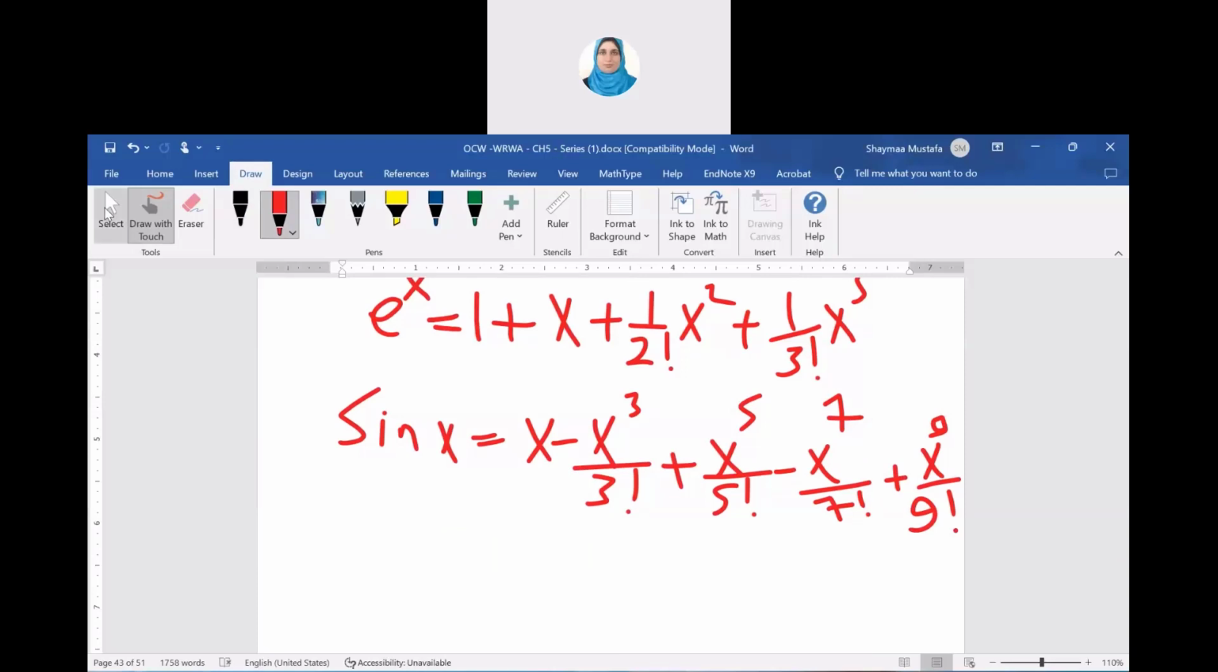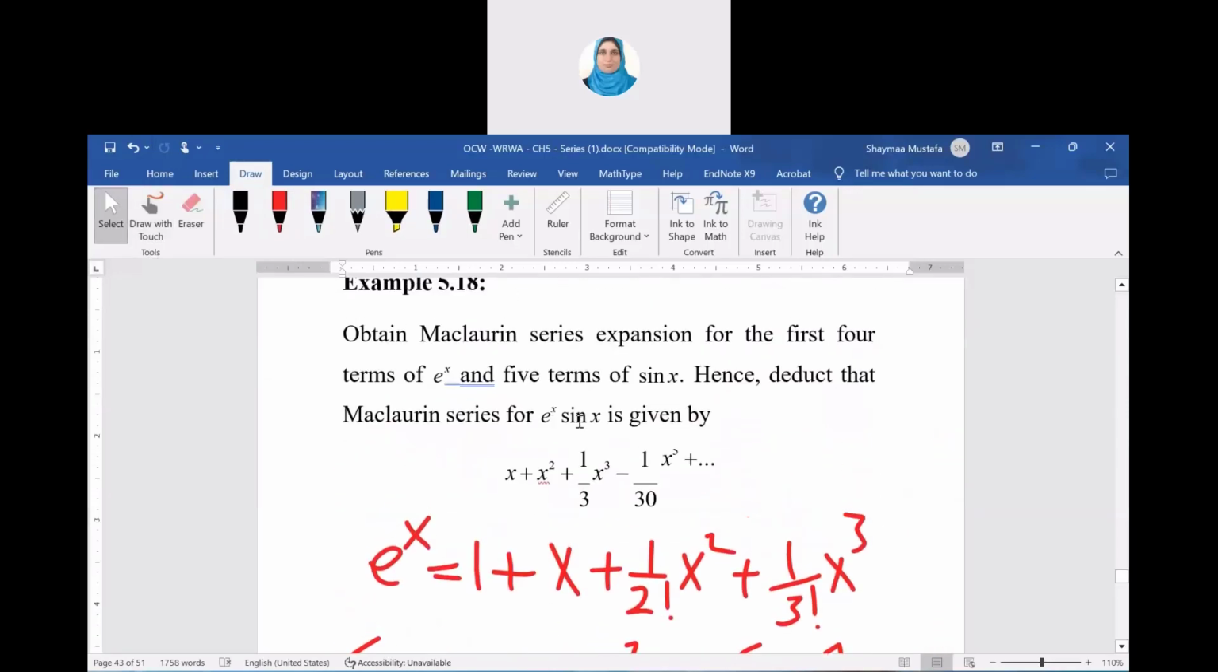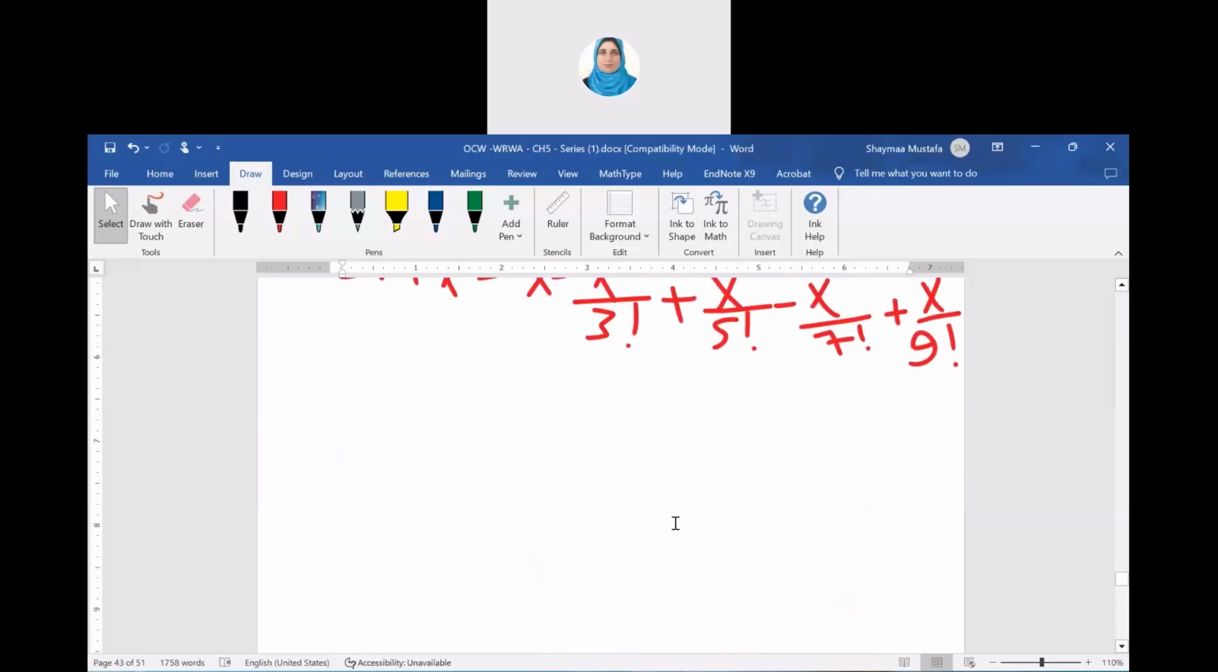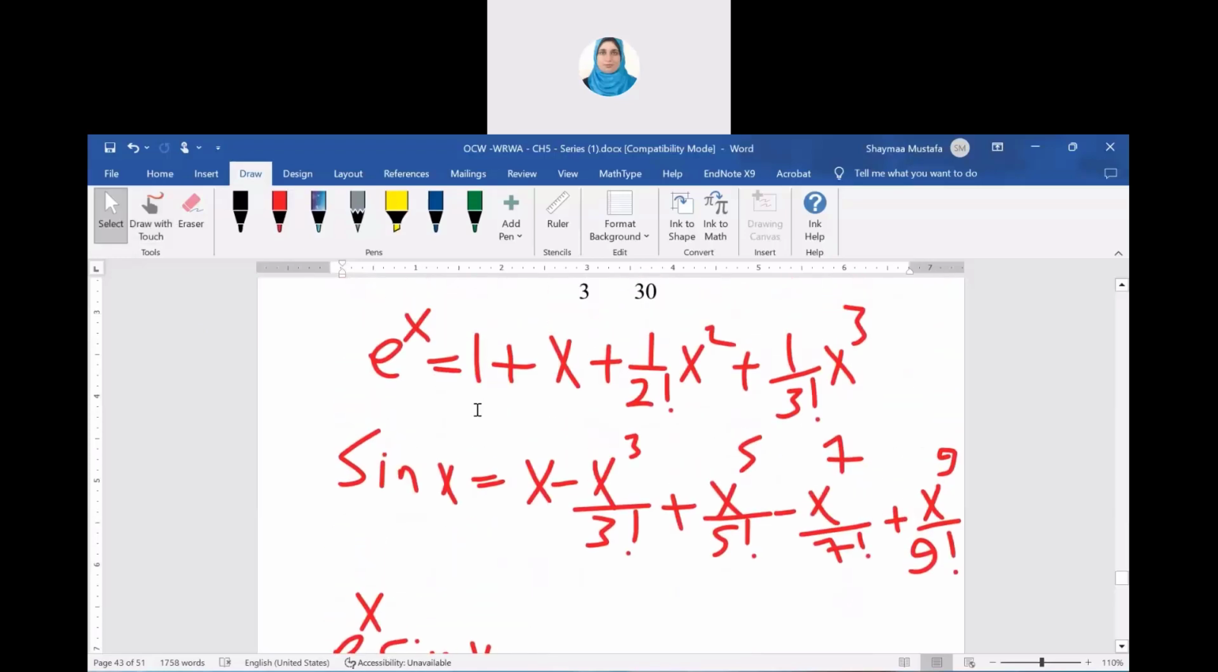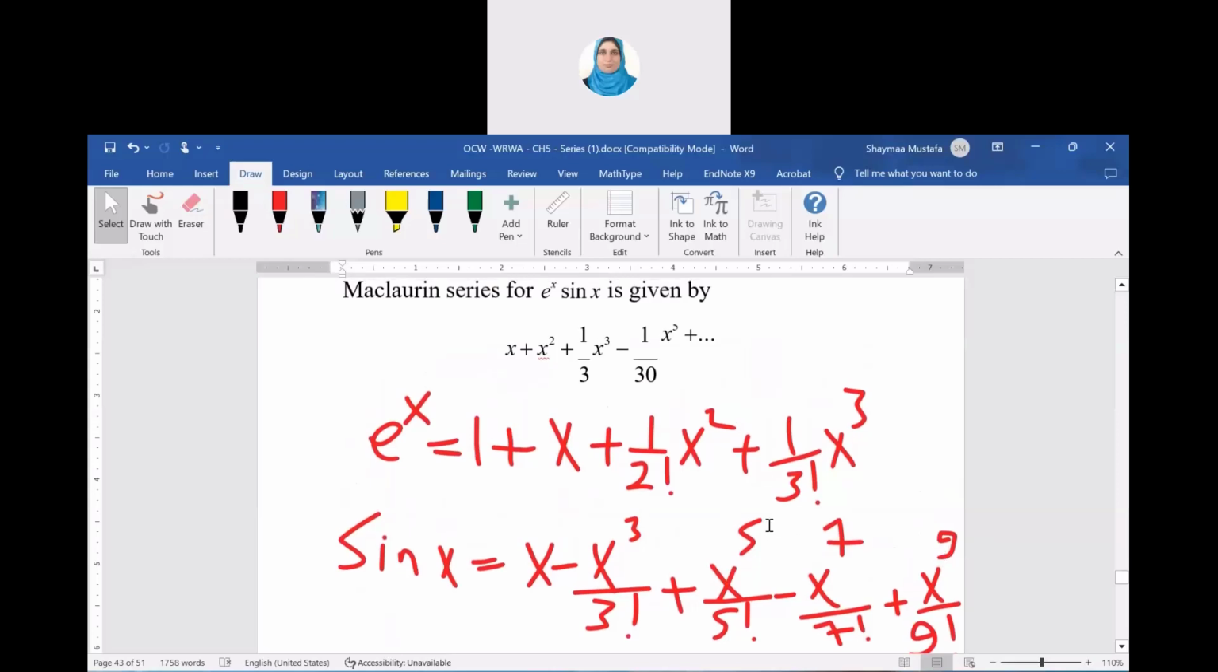Okay. Now we need to find e to the x multiplied by sine x. Hence, deduce that the Maclaurin series of e to the x sine x is given by this one. So you need to multiply e to the x by sine x. First, start from 1. If I multiply 1 by sine x, I think 4 terms is enough. No need to go to x to the power 9.